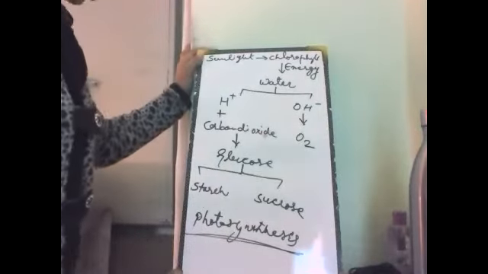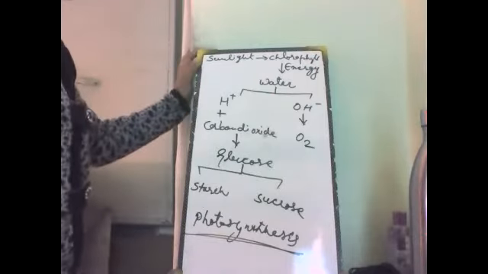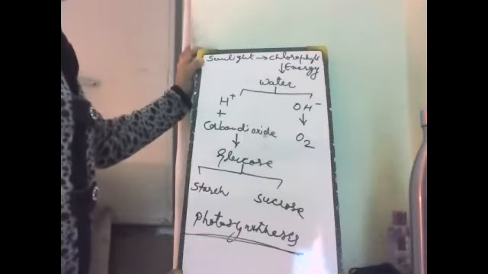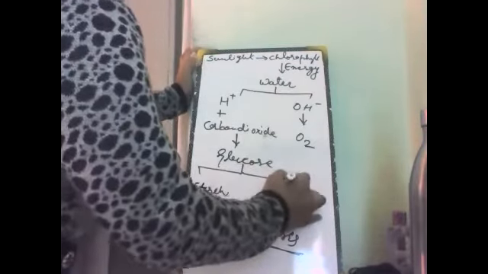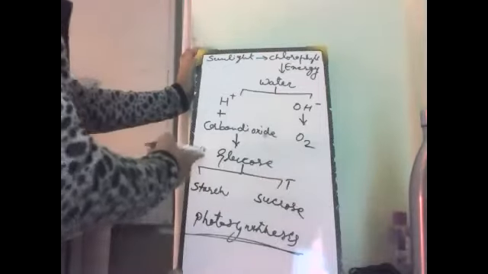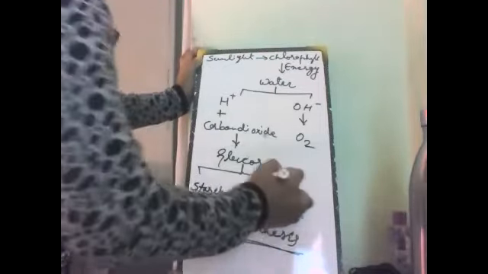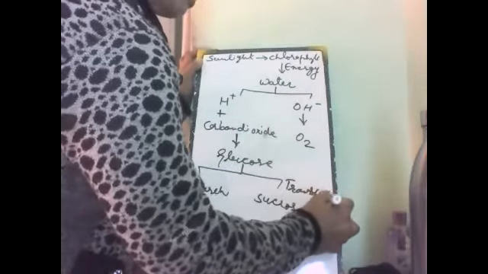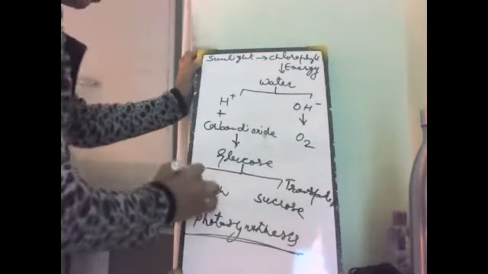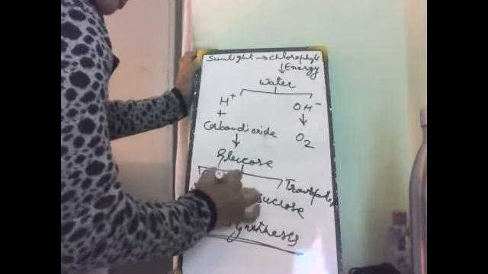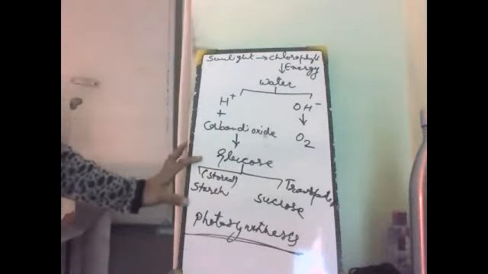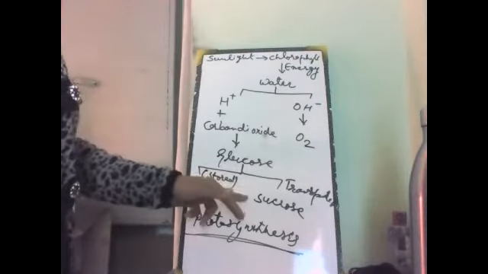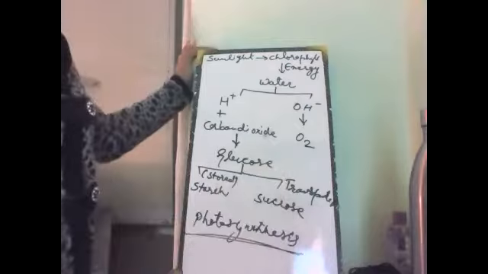The oxygen is removed from the hydroxyl ion. This whole process is known as photosynthesis. The food prepared by the leaf is transported in the form of sucrose. This sucrose, a type of glucose, is transported to all parts of the plant, and starch is stored. Whenever food is stored, it is stored in the form of starch. When the food is transported, it is transported in the form of sucrose.